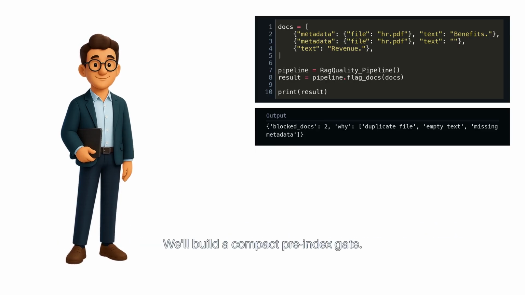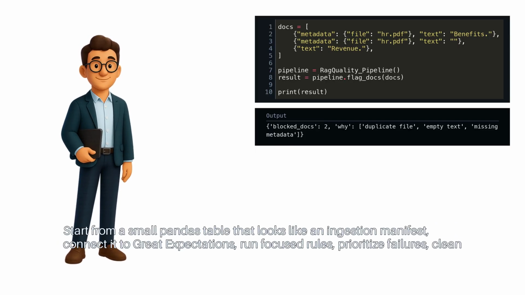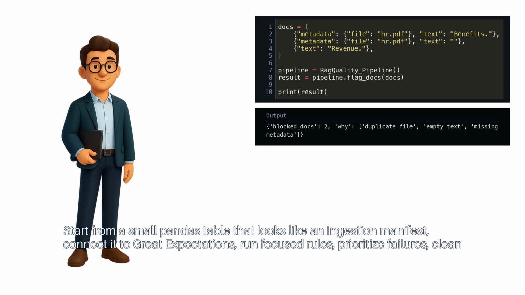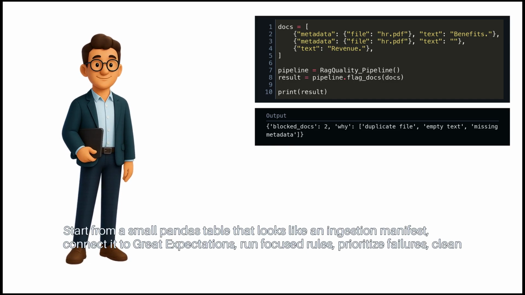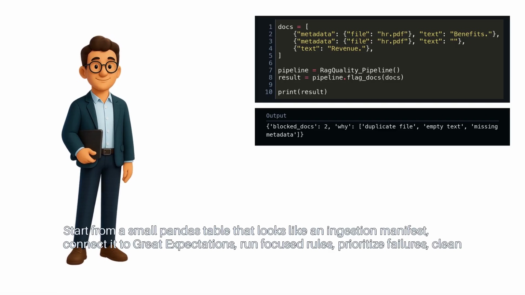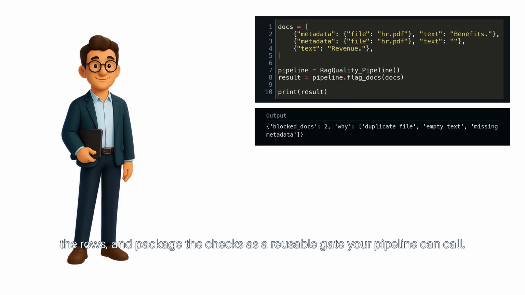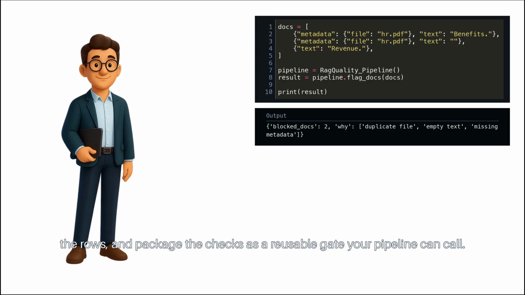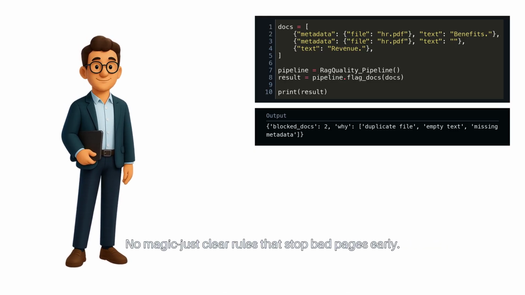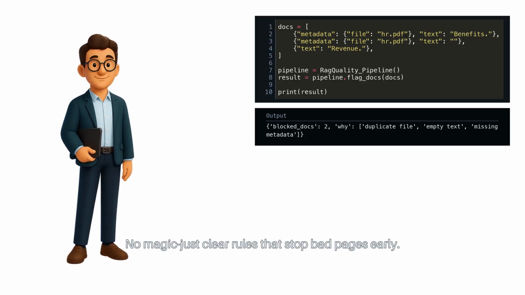We'll build a compact pre-index gate. Start from a small pandas table that looks like an ingestion manifest. Connect it to Great Expectations. Run focused rules, prioritize failures, clean the rows, and package the checks as a reusable gate your pipeline can call. No magic, just clear rules that stop bad pages early.